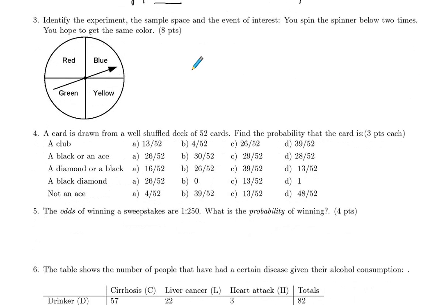Okay, now we're up to the probability, chapter 4. So we want to identify our experiment, our sample space, and our event of interest. Okay, so you spin a spinner below 2 times and you hope to get the same color. So, well, your experiment, remember that's what you do to collect information. So the experiment is going to be to spin the spinner twice.